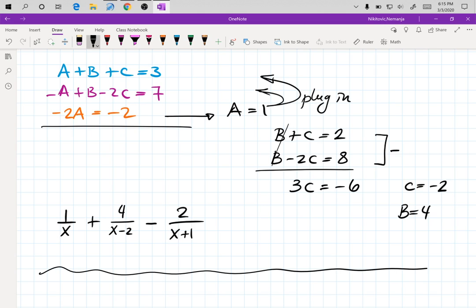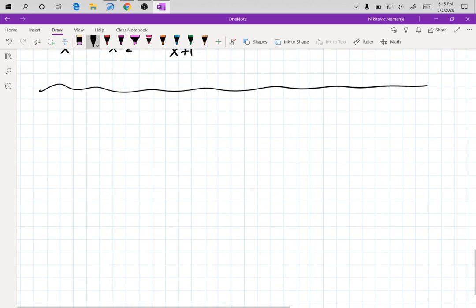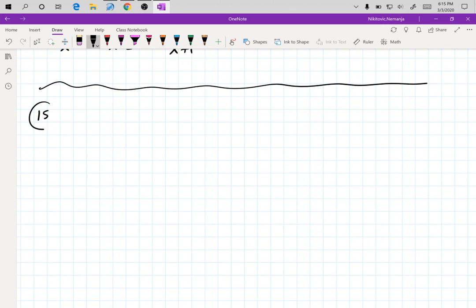Let's see if we can find something different. Ooh, shiny. Problem 15 has x divided by x to the 4 minus 16, squared. Oh, this is going to hurt.